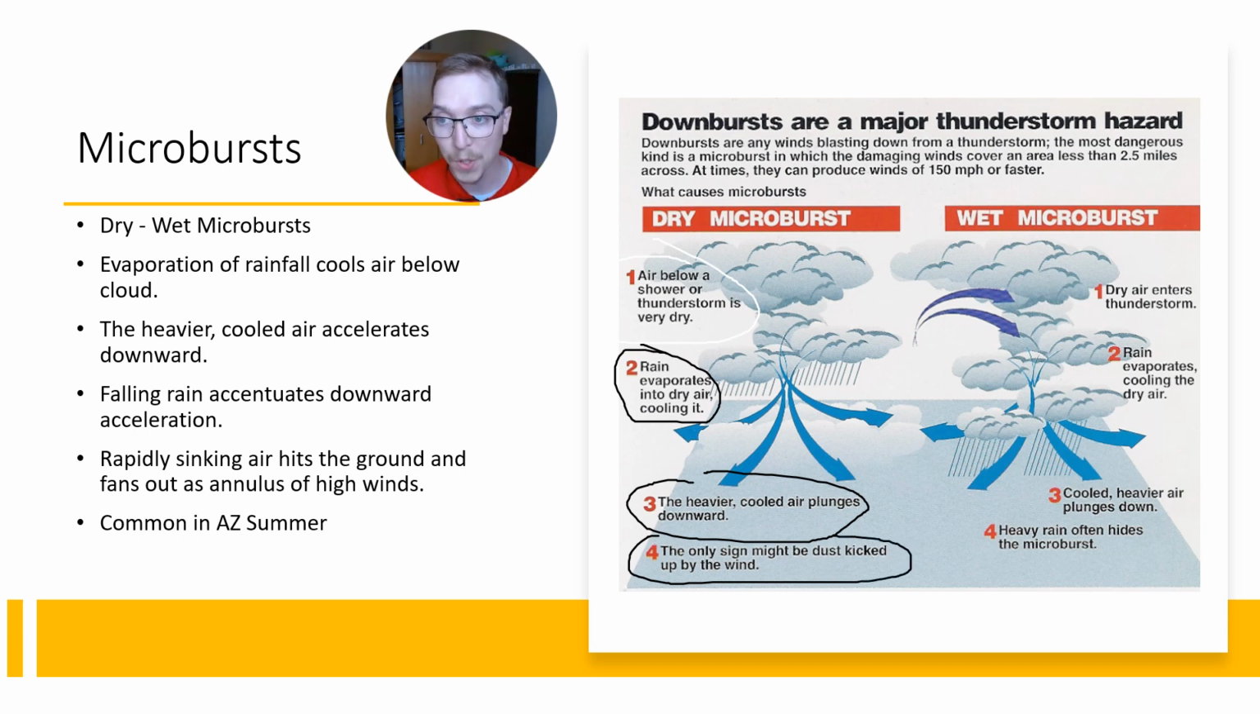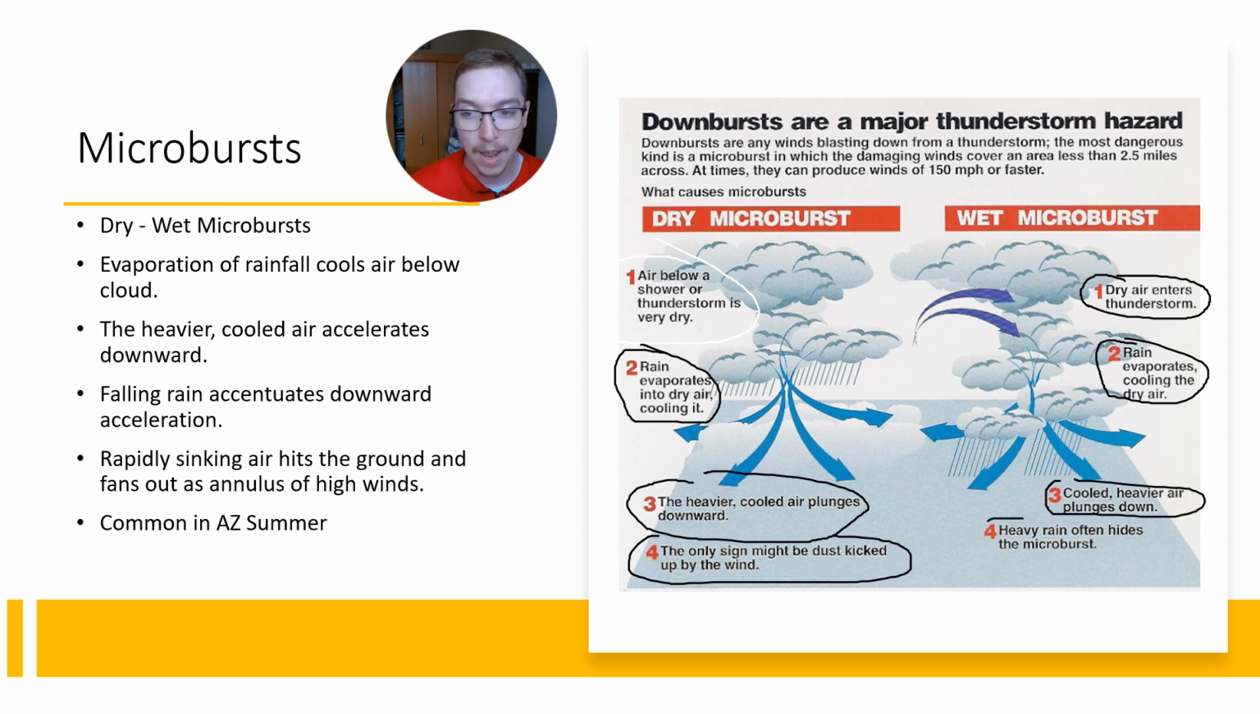Now, wet microburst, you've got dry air entering the thunderstorm. That rain evaporates, cooling the dry air. That cooled, heavier air plunges down, and heavy rains often hide the microburst. So it can be pretty wild when you've got one of these little microbursts, these tiny little cells that can carry pretty intense rain along with it. I've lived through some microbursts when I was living down in the Southwest. It's pretty astonishing to see just how much rain can be dumped right over top of your head, but then you can see the edge of the storm in every direction.